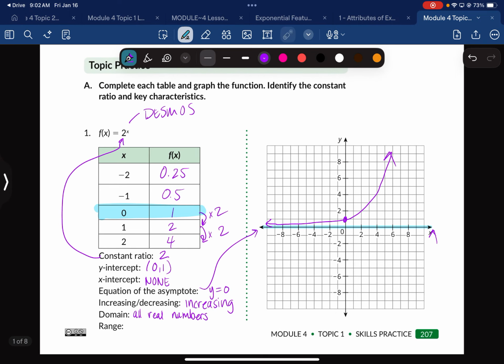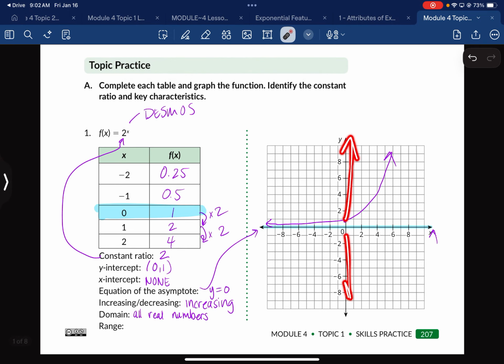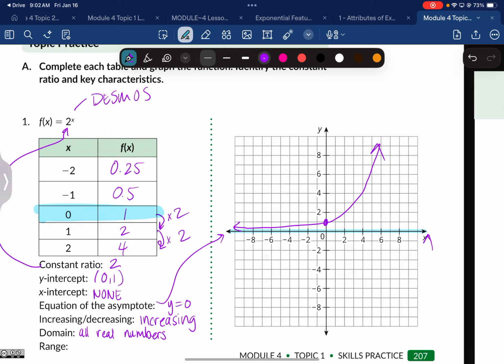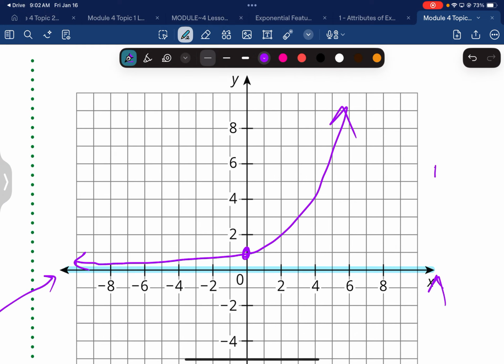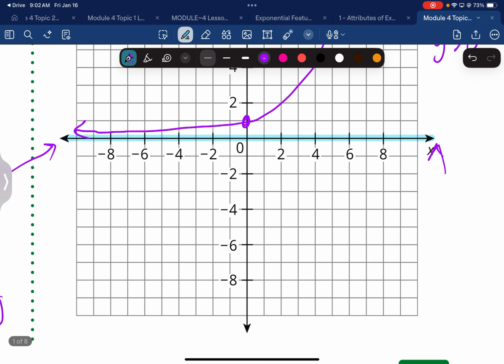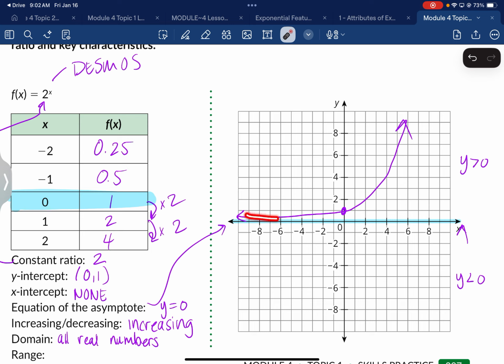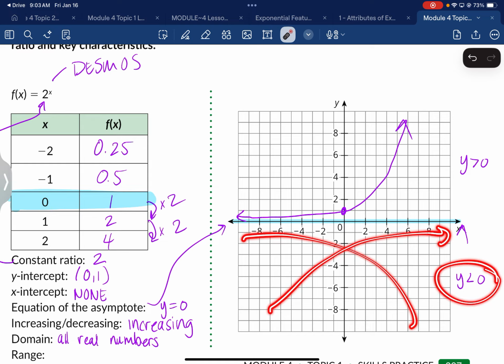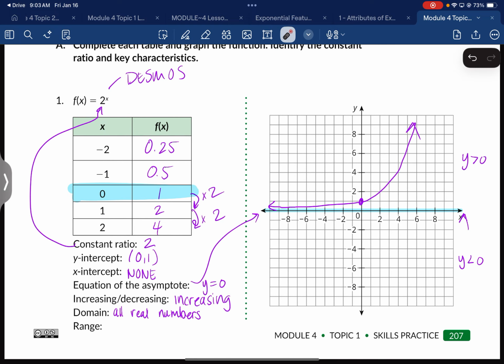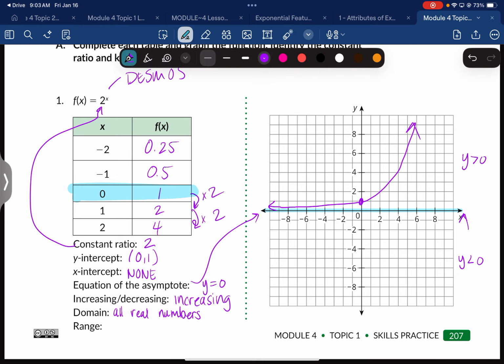Now your range is how high and how low your graph goes. Remember, this one just varies. So I want you guys to remember this: y values greater than 0, y values less than 0. If your graph is above this blue line right here, it's always going to be y values greater than 0. If your graph is down here, something like this, it's going to be y values less than 0. So in this case, this will be y values greater than 0. Bam. And that's how you do it.